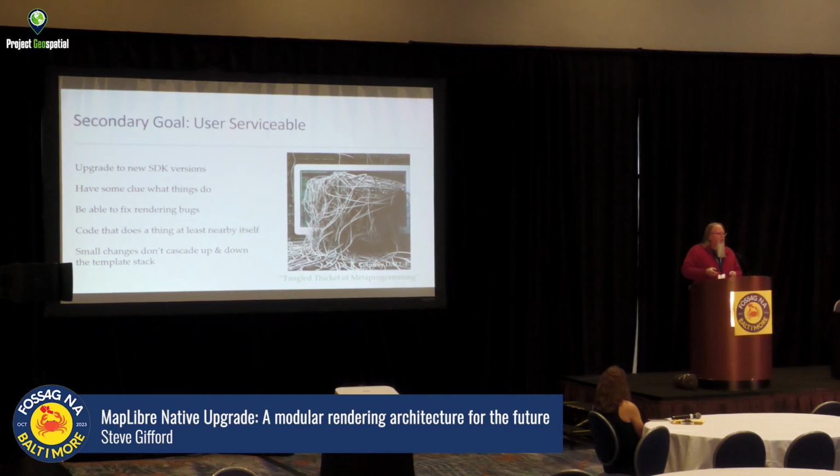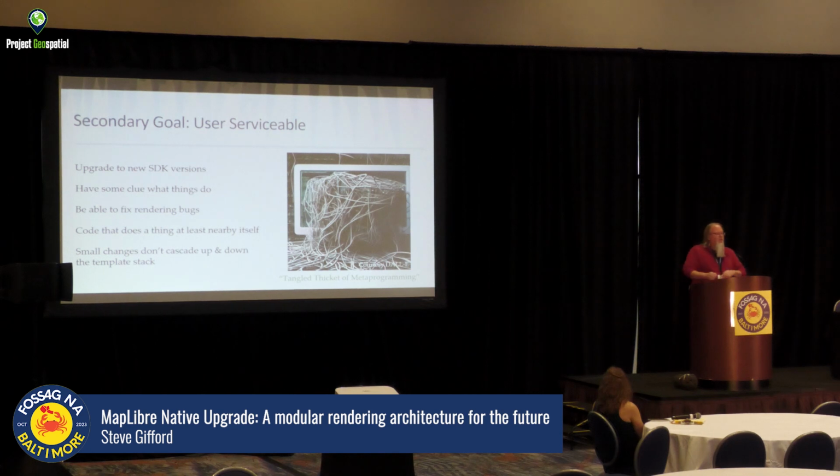All right, so one of our big secondary goals, something that I was really excited about, was trying to make this more user serviceable. Now, I don't know if you've ever looked at the internals of Mapbox.gl, which is now MapLibre Native, but it has a certain style. It's C++, which is already sounding scary, but it's template, it's C++. So it's a little difficult to understand what's going on just by looking at the code. So I typed into one of those image search engine things, tangled thicket of metaprogramming, and this is what it gave me.